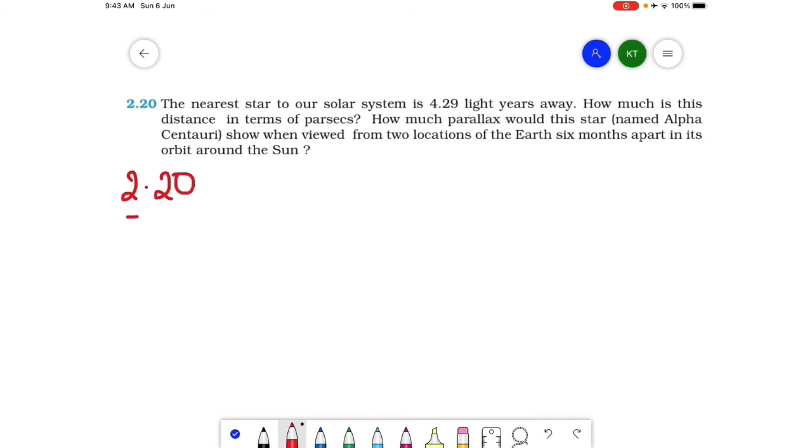Let's solve question 2.20. Let's read the question. The nearest star to our solar system is 4.29 light years away. How much is this distance in terms of parsecs? So that's the first question. 4.29 light years in terms of parsecs. So let's solve this first.